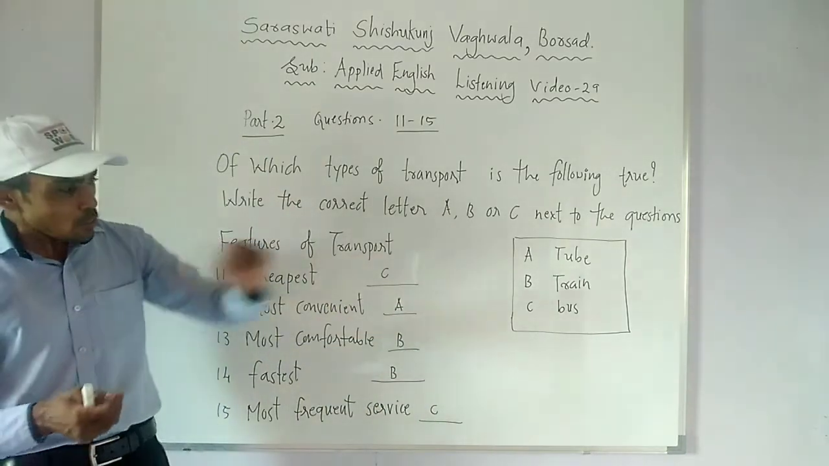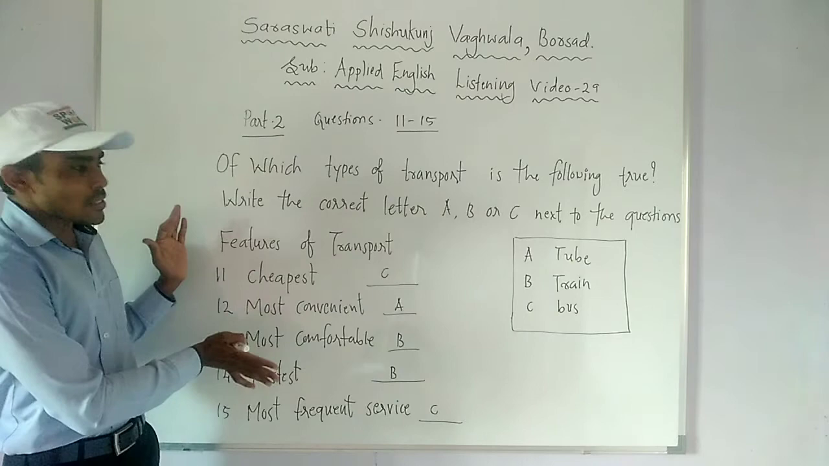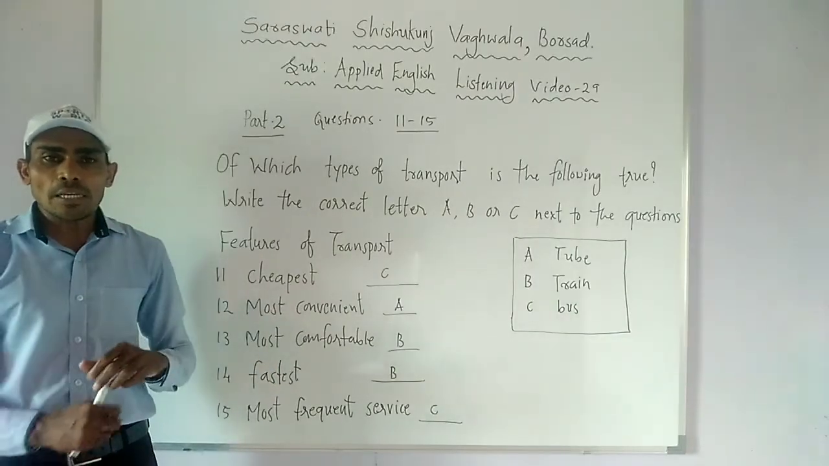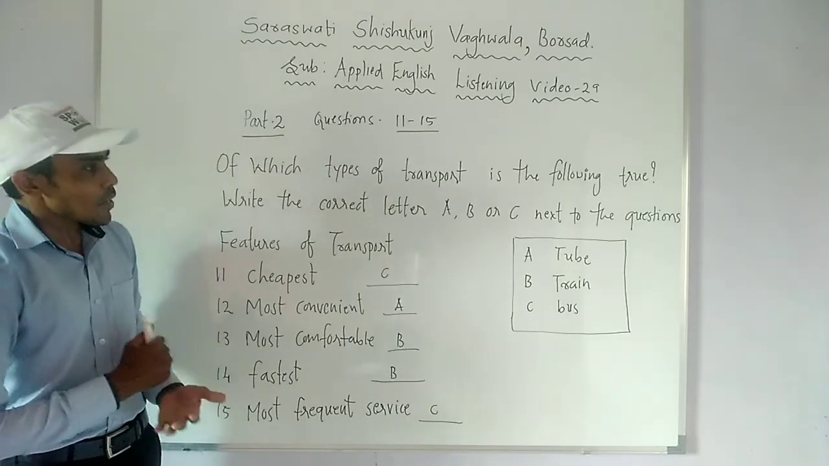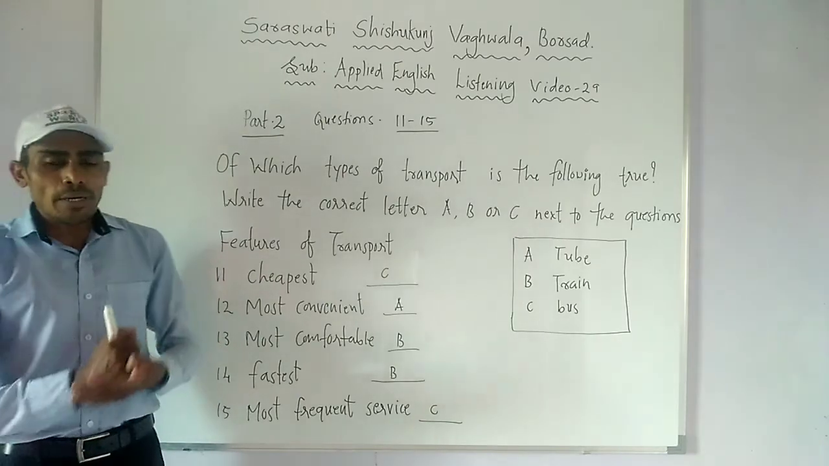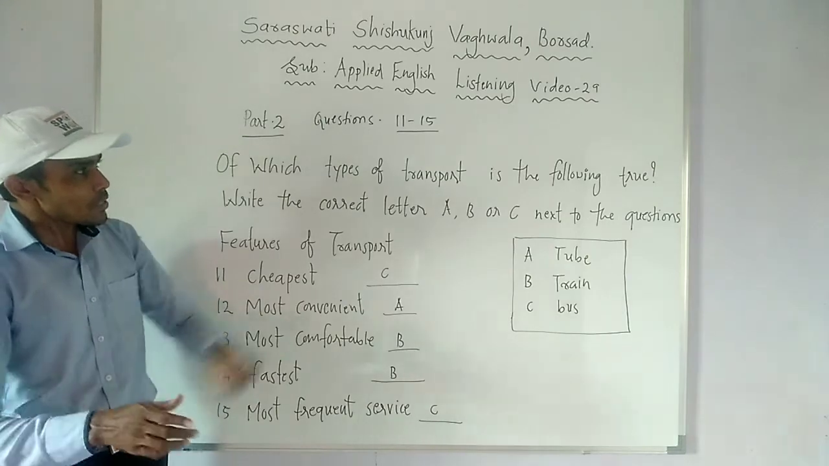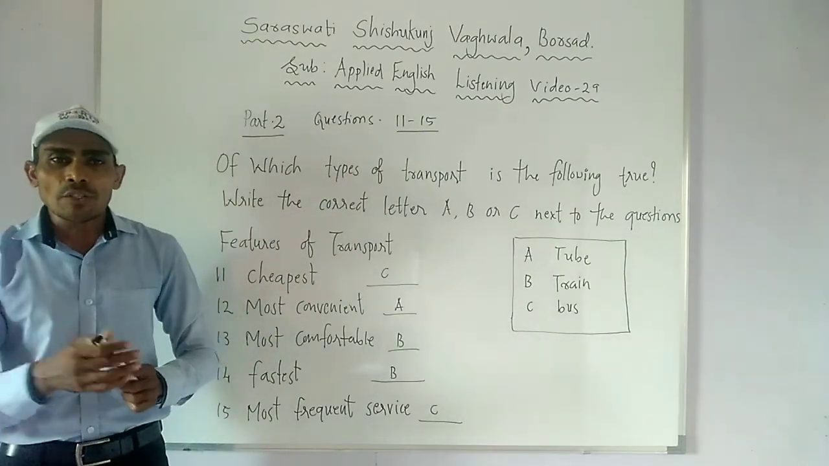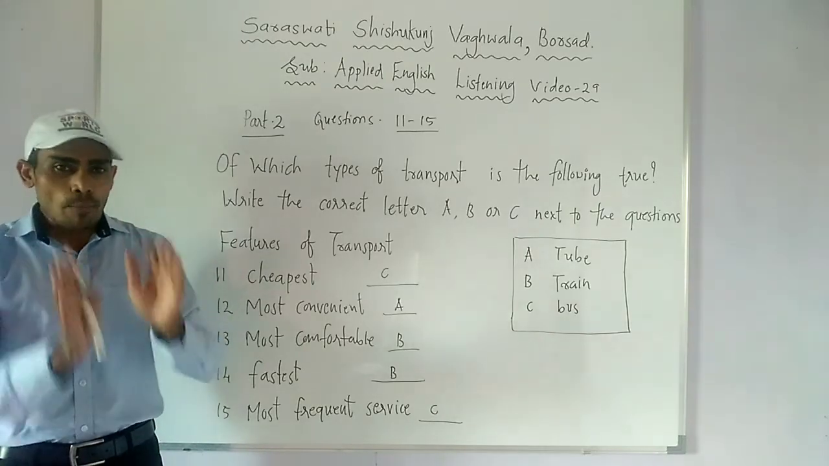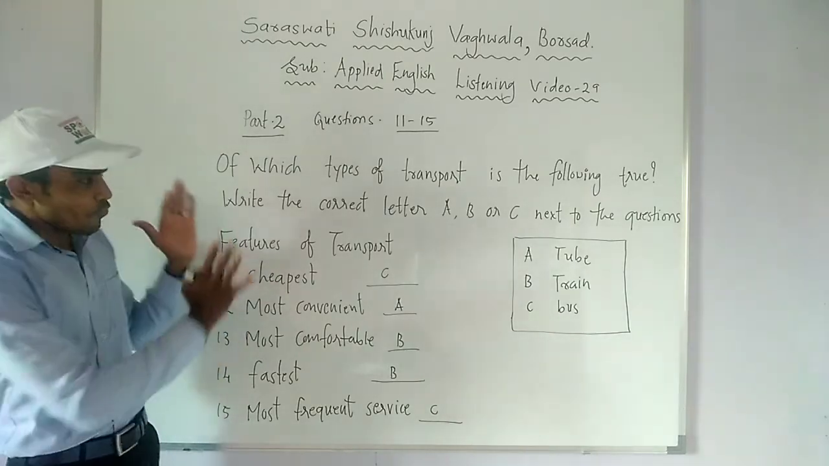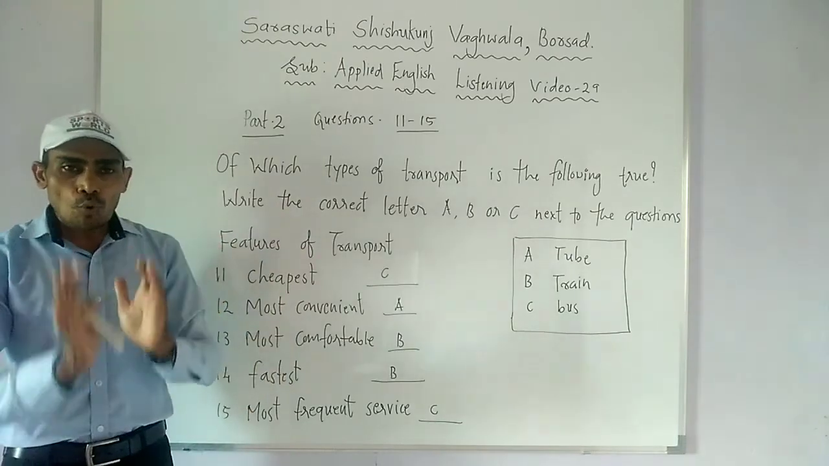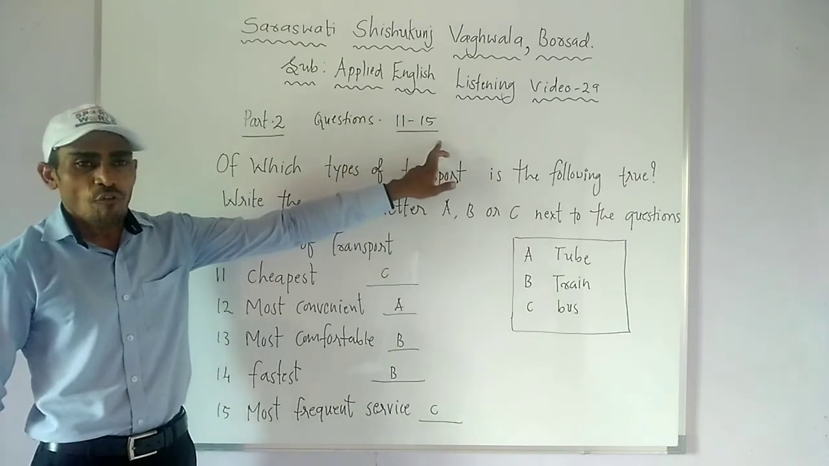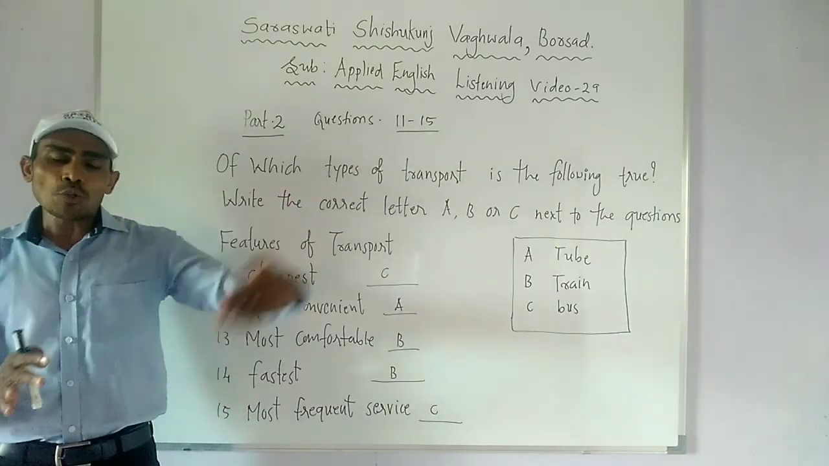You need to select from the table and write the appropriate answers. When you have listened very attentively, students, it will be really easy for you to write answers. Okay, students, we have completed the doubt solving of questions 11 to 15, and it is part 2. I have already mentioned that in your examination I am going to ask the same type of questions of part 1 and part 2. In part 1, students, you will have 11 to 15 and also 16 to 20.